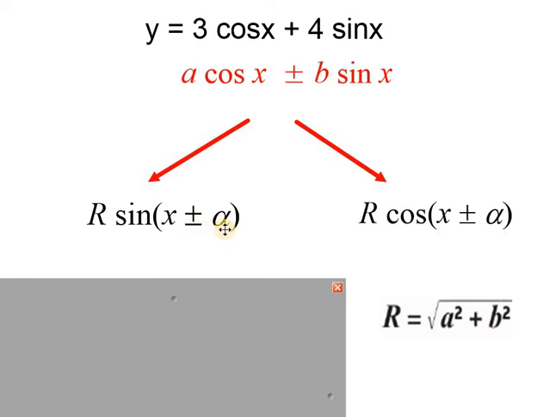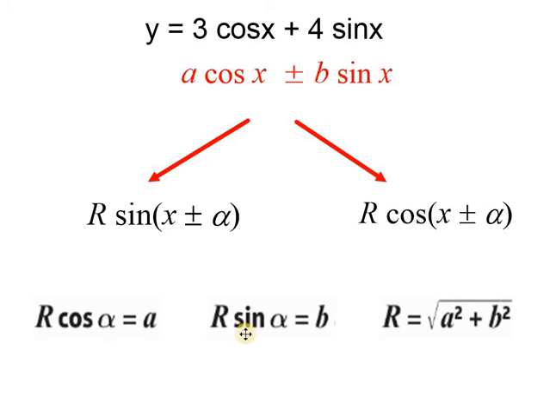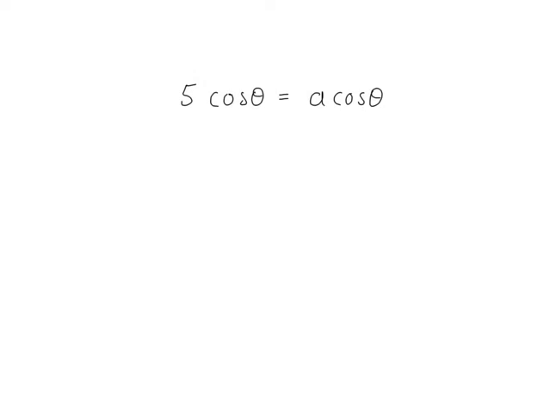We still need to work out the translation along the x direction, which is alpha. And alpha could be in degrees or it could be in radians. A combination of these two equations will lead to that value of alpha. And alpha is your translation in the x direction. So let's have a look at coefficients. In this simple equation, the coefficient of cos theta is a, and the coefficient of cos theta here is 5. And because we have a single cos theta term on each side, a is equal to 5.